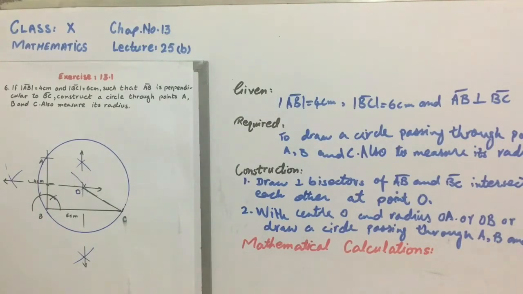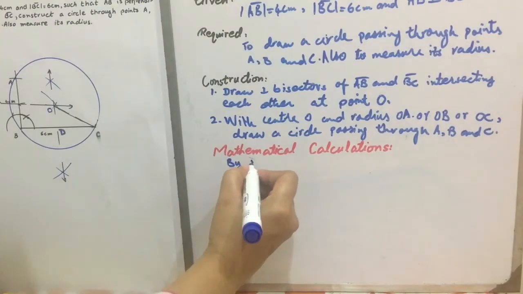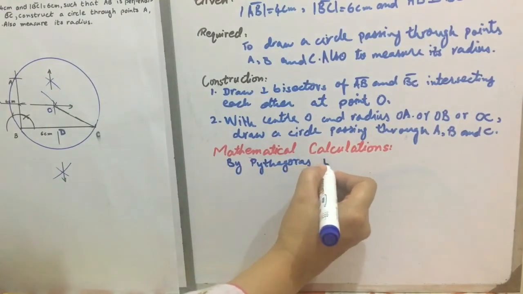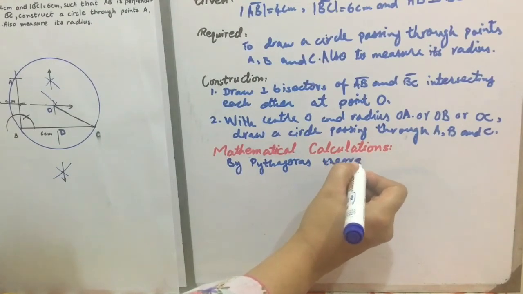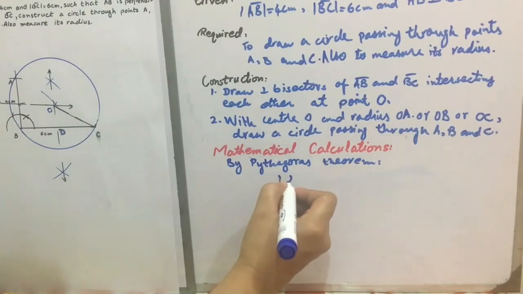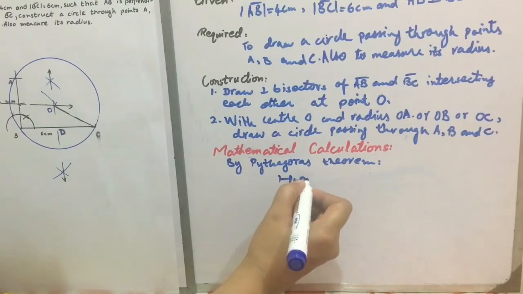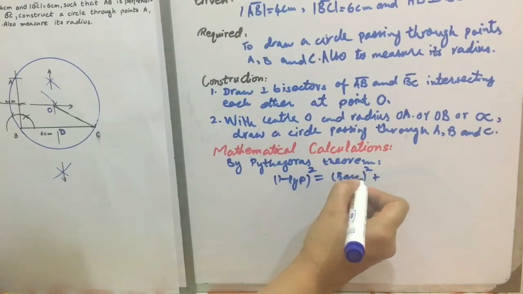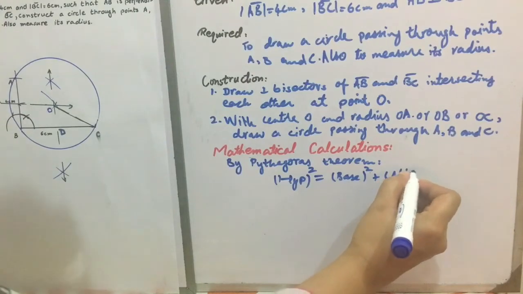Now mathematically we can find the length of the radial segment. By Pythagoras theorem, square of hypotenuse is equal to sum of squares of base and altitude.